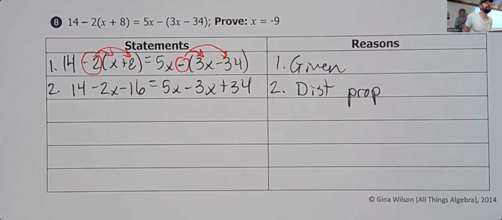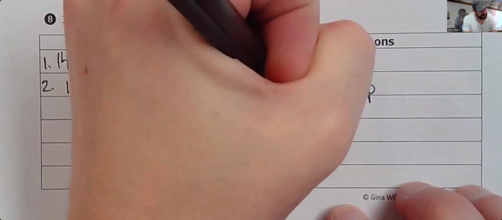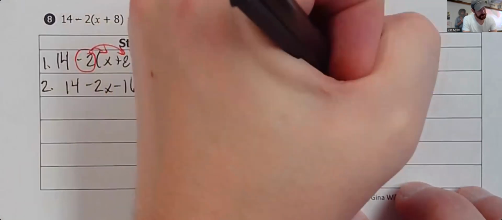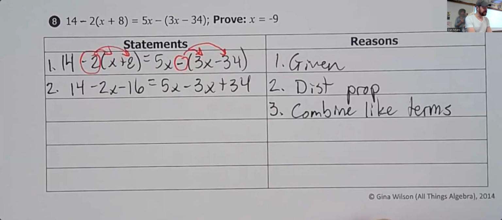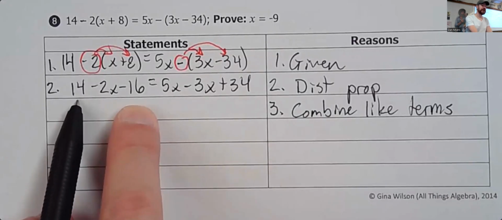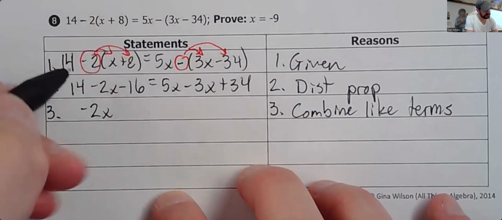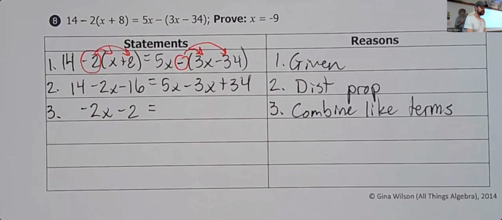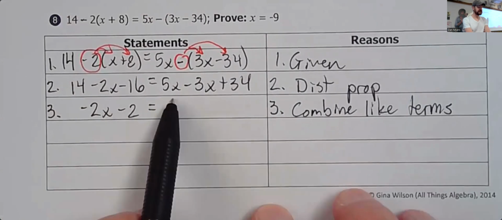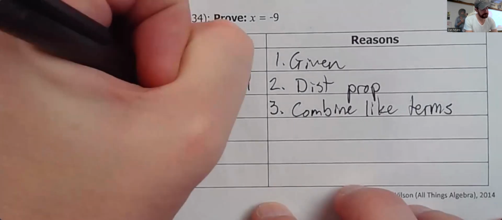What's our next step? Combine like terms, yeah. So reason number 3 is combine like terms. We haven't actually done it yet, but we're going to. On the left, the 14 and the -16 will go together. So that'll give us -2x. 14 minus 16 is -2. So -2x minus 2. On the right, the 5x and the 3x will go together. 5 minus 3 is 2. So that'll be 2x plus 34.